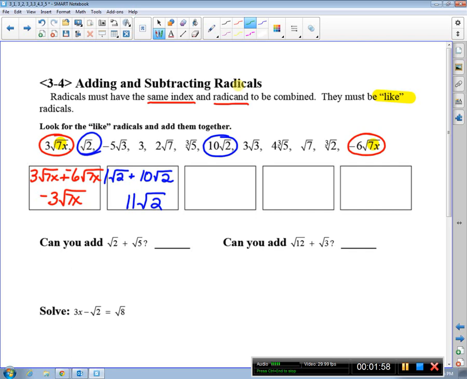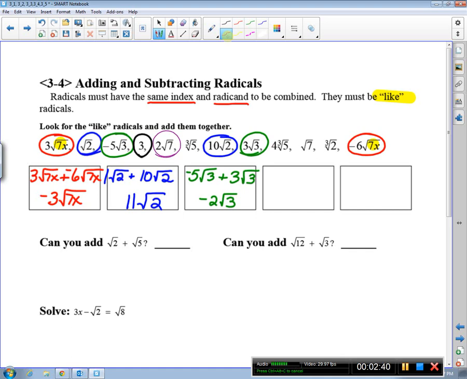Is there any radical expression like negative 5 square root of 3? So we're looking for a matching square root of 3, and I have 3 square root of 3. So negative 5 square root of 3 plus 3 square root of 3 is negative 2 square root of 3. All right. Is there anything like the whole number 3 or the integer 3? I don't see any. So let's keep moving along.